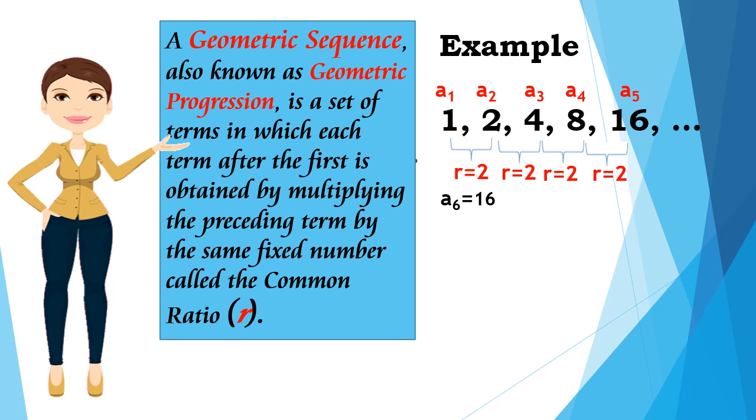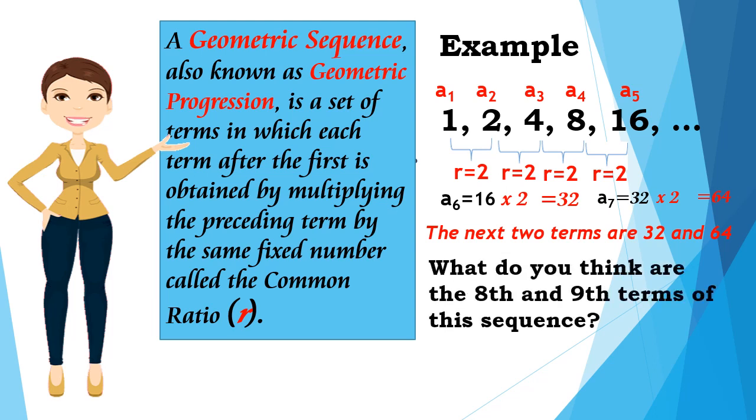To get the next term, the preceding term of the 6th term is 16. So 16 times the constant number is equal to 32. So our next term to 16 is 32. And for the seventh term, the preceding term is 32 times the common ratio of 2. Then the seventh term is 64. So therefore, the next two terms are 32 and 64. So what do you think are the 8th and the 9th terms of the sequence?